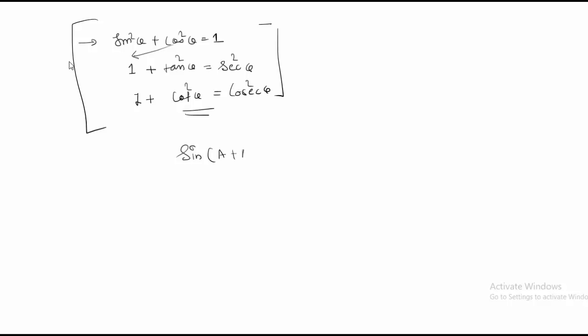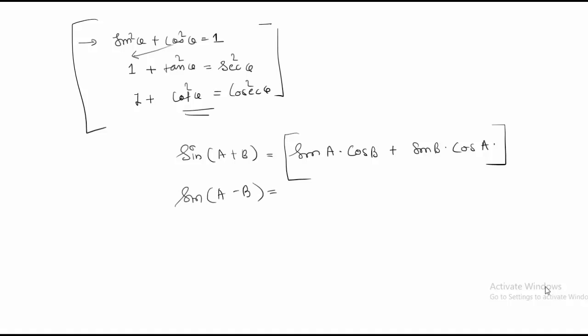Then there is another identity, given by sine of A plus B, which is equal to sine of A into cos of B plus sine of B into cos of A. And there is another, sine of A minus B, which is equal to sine of A into cos of B minus cos of A into sine of B.